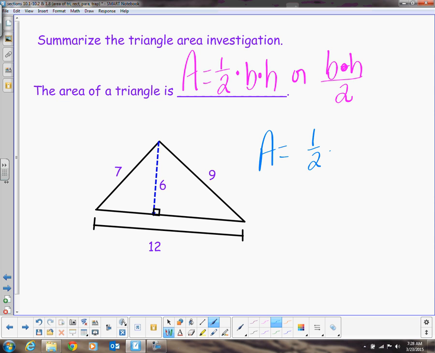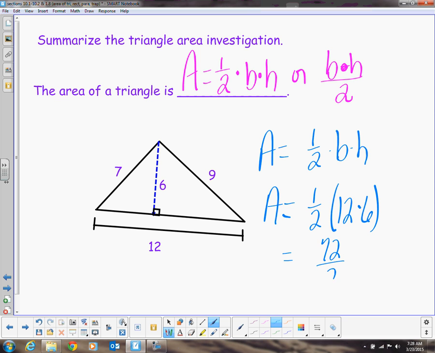12 and 6. We're going to take half of base times height. So that means we can do half of 12 times 6. Or we can say 72 divided by 2 is 36. Do you understand how the half came into play? What is a triangle? It's half of a square or a rectangle, or it could be a parallelogram.